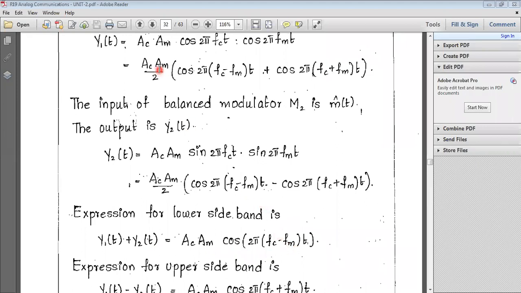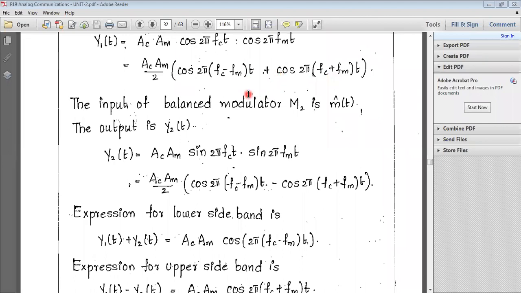Observe here, what is y1 of t? y1 of t is the first balanced modulator output. If you observe this expression, what are the terms we have? Fc plus Fm, this is the upper side band, and Fc minus Fm, this is the lower side band. So that's why we can say that at the output of the first balanced modulator, we have a DSB-SC signal.